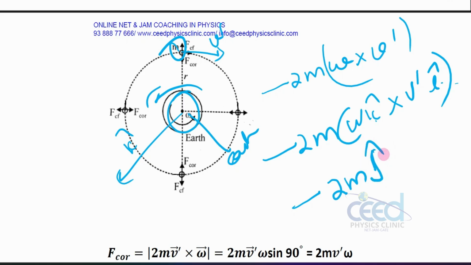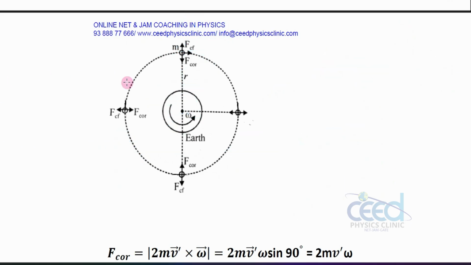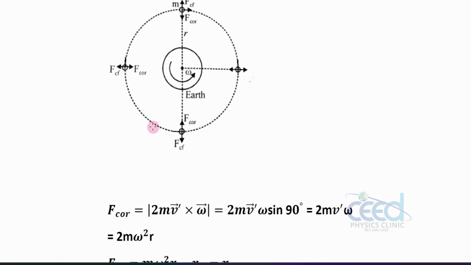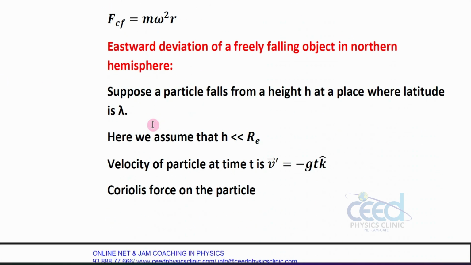But here there is a problem. See, j cap only direction, that is minus j cap. That means this is j cap, this is only minus j cap, right? So it is towards, understood? So always you understand, from a rotating frame you look, Coriolis force acting, centrifugal force acting away, Coriolis force acting towards, right? All right.